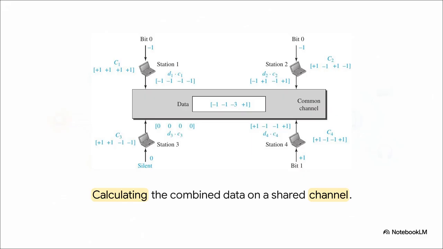Say station 1 sends bit 0, which we know encodes to -1. Station 2 also sends bit 0, so that's -1. Station 3 is silent, so that translates to 0, and station 4 sends bit 1, which encodes to +1. Each station multiplies its data by its unique 4-chip sequence. When you algebraically sum all 4 of those resulting vectors together, the channel carries the composite sequence, -1, -1, -3, +1. Just take a moment to appreciate this. That single sequence contains all the concurrent data from all 4 stations mashed together.